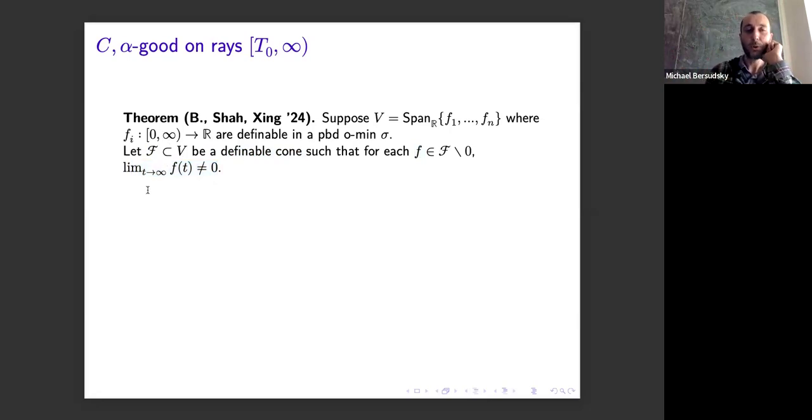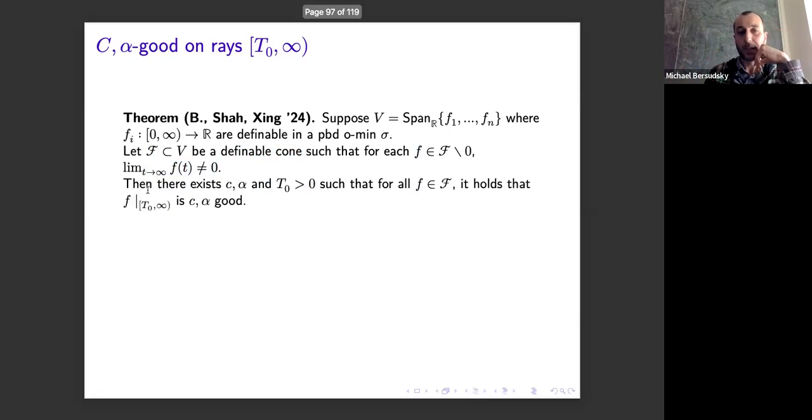Then we get a C alpha good property for the cone. Namely, there exist C, alpha and T naught positive, such that for all non-zero functions in the cone, the restriction of this function to the interval T naught to infinity is C alpha good. We don't care about the range from 0 to T naught, because when we average and normalize, we kill this integration up to T naught. So it's okay for us. And this T naught doesn't depend on C and alpha.